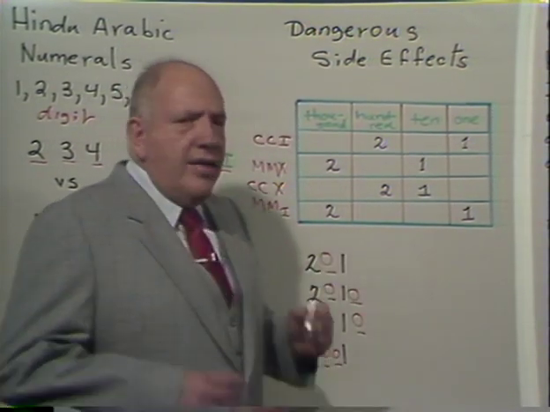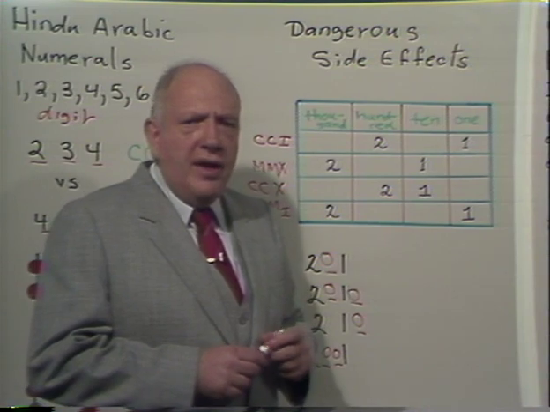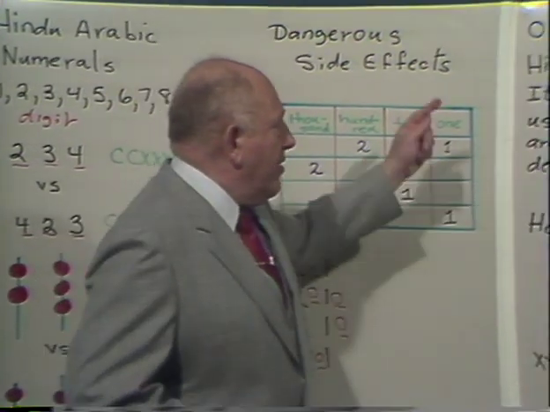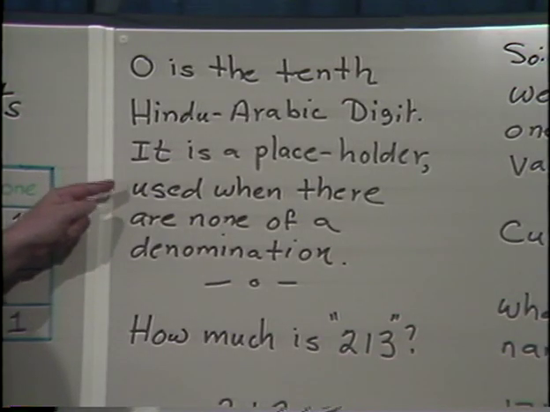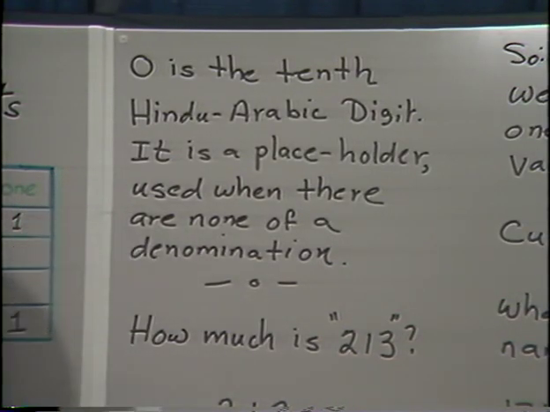And you see, 0 becomes the 10th Hindu-Arabic symbol. See, 0 is the 10th Hindu-Arabic digit. It's a placeholder used when there are none of a denomination. And why is that? Because up until place value, the nouns were always visible, so the absence of the noun meant that you had none of that denomination.